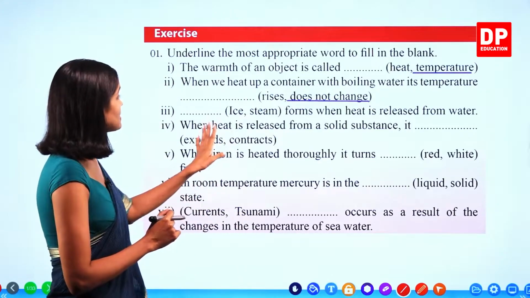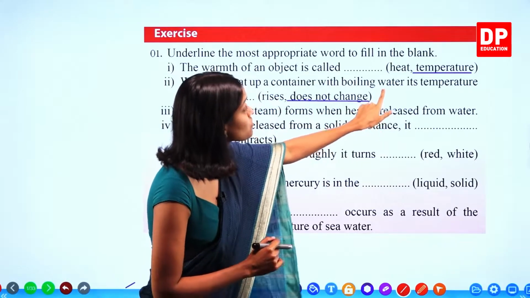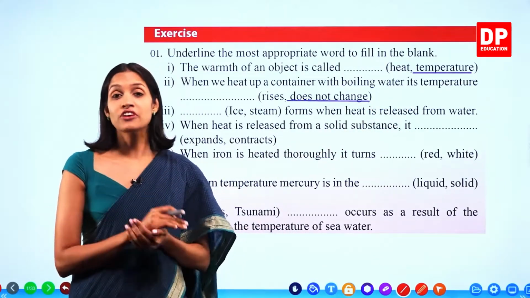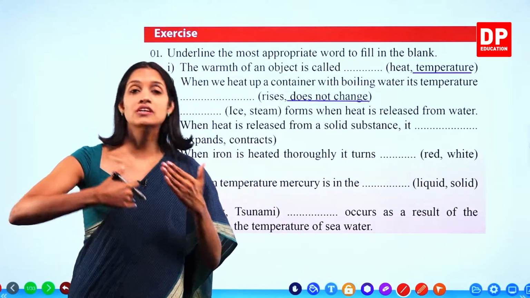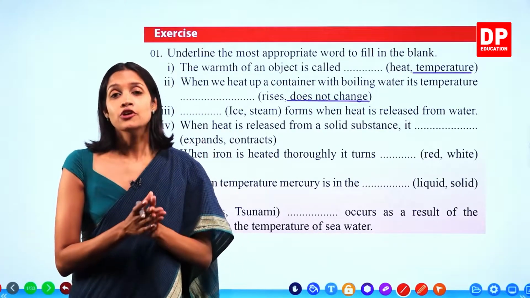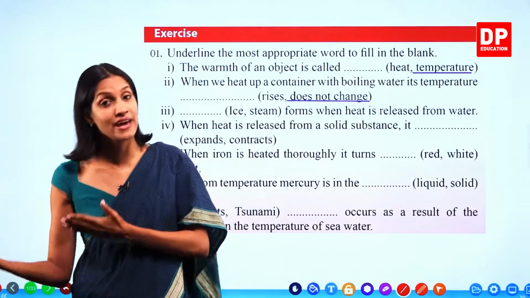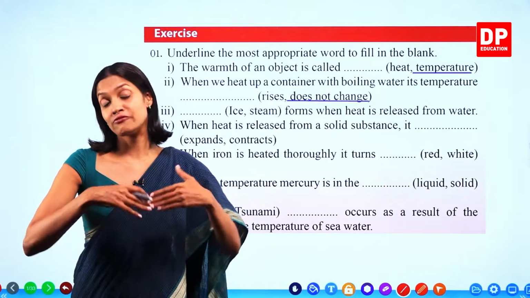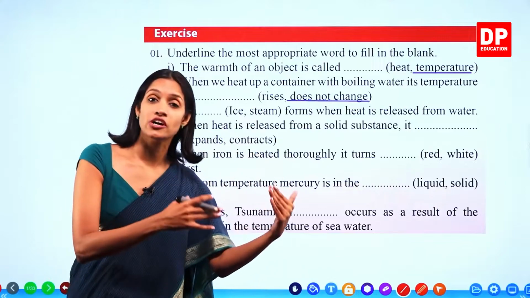Okay, now here, ice or steam forms when heat is released from water. So in the same way, because of absorption of heat, what happens? Solids turn into liquids, liquids turn into gas. So what happens because of the release of heat? You all know that because of release of the heat of gases, it turns back to its liquid. When the liquids release its heat, what happens? It turns into its solid.